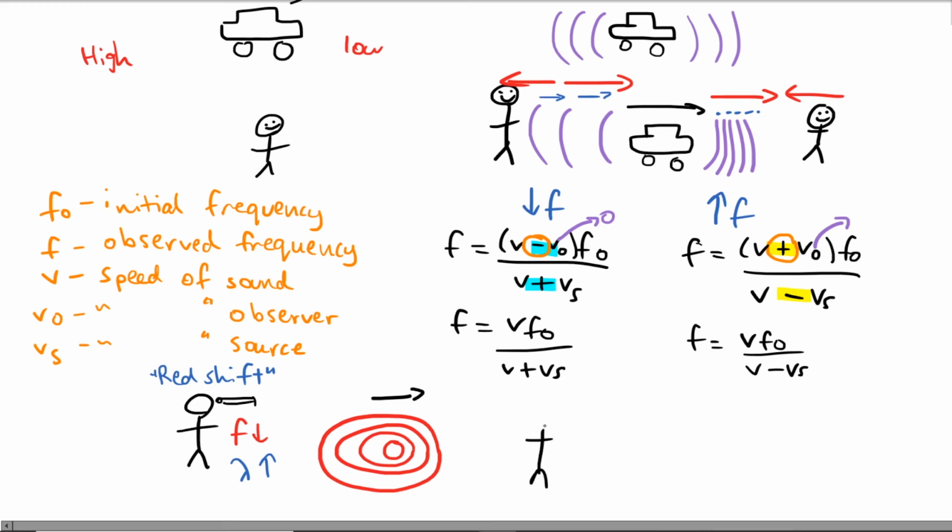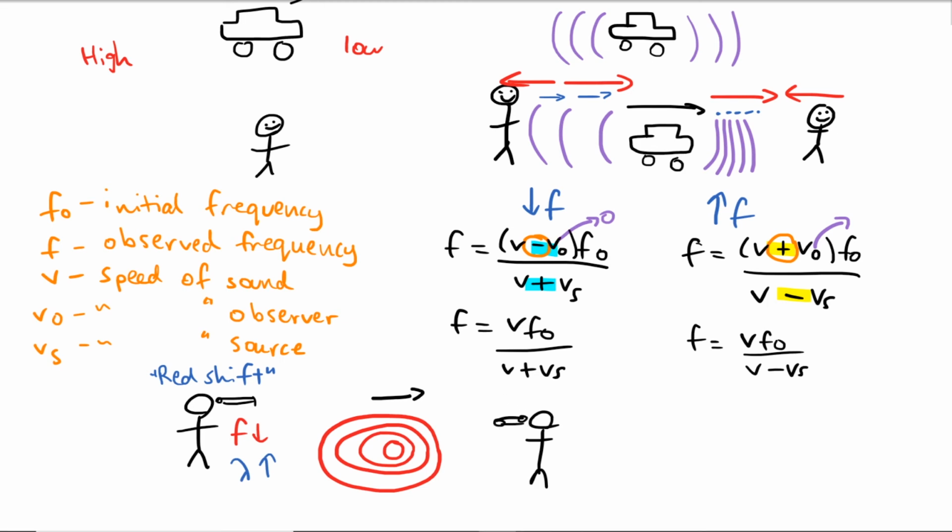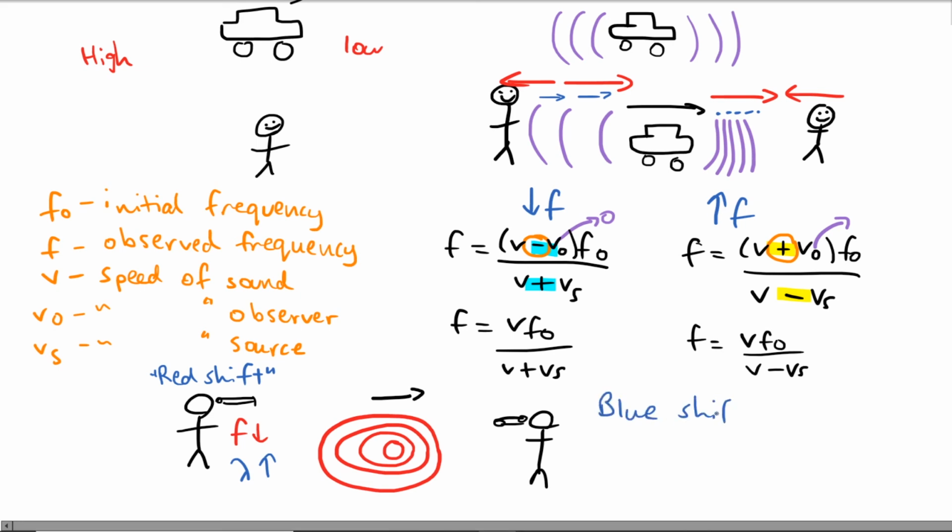If this is you and the celestial object is coming towards you, as you look through your telescope, you're going to notice a blue shift where the light that's coming in tends towards blue. And this is because the frequency is increasing, therefore the wavelength must be decreasing.